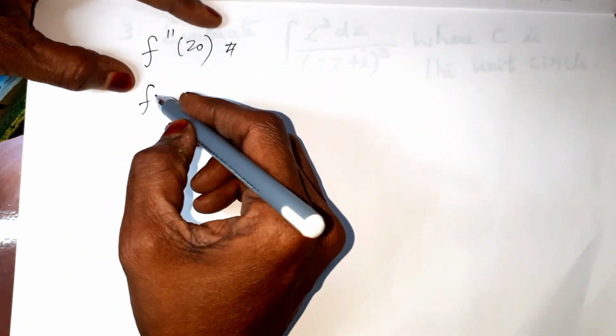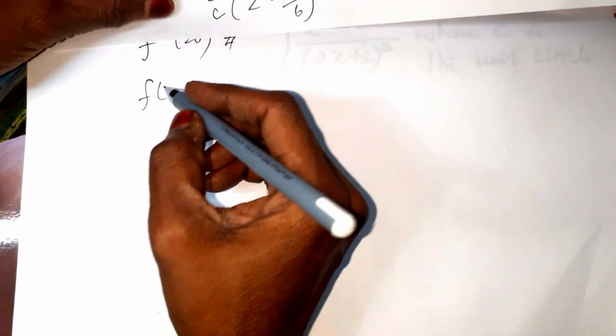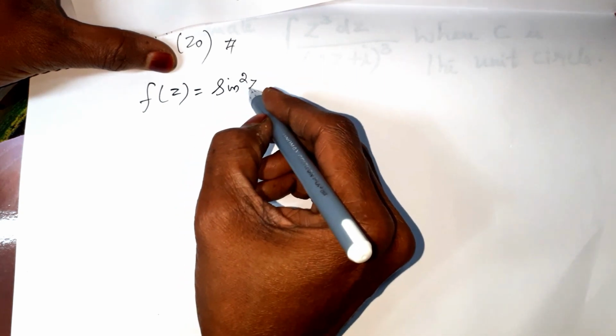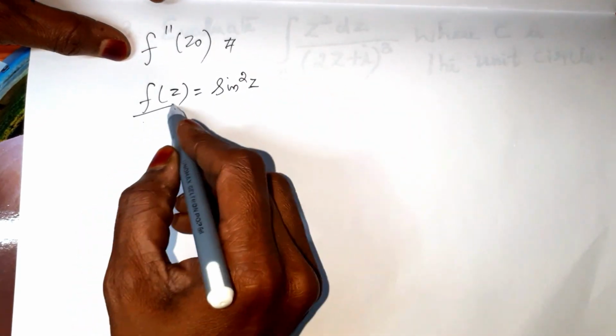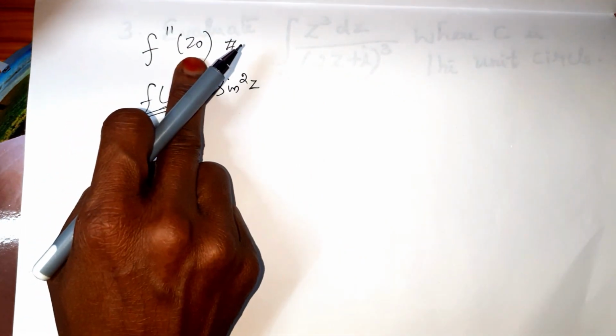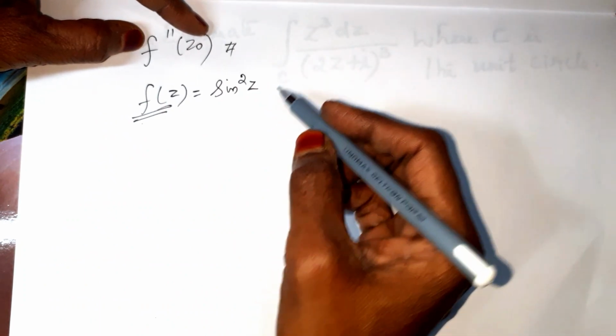What is f of z0 given? Sorry, not f of z0. What is f of z given? f of z is equal to sine squared z. We have to differentiate this term twice. Then we have to substitute z0 as pi by 6. Am I right? So let me do this.